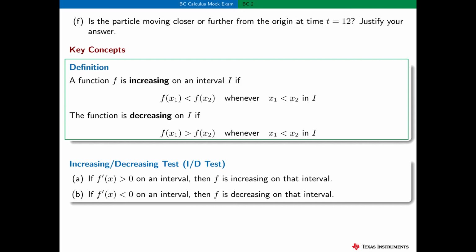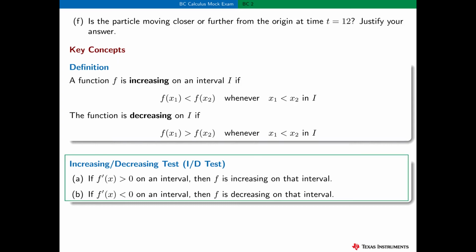Now, note that this definition is given in terms of an interval as we move left to right, and it does not involve the derivative of the function f. However, the derivative of f can indeed reveal where the function is increasing or decreasing. Here's the statement of this increasing-decreasing test. And you can justify this by considering a graph of a function along with several tangent lines. If f prime of x is greater than 0 on an interval, then f is increasing on that interval. And if f prime of x is less than 0 on an interval, then f is decreasing on that interval.